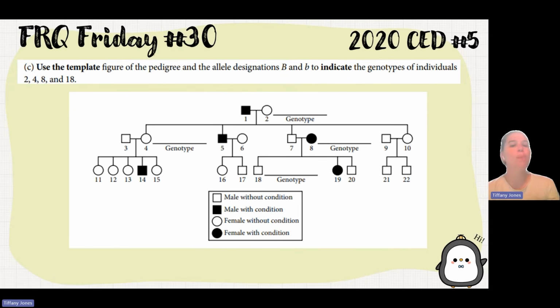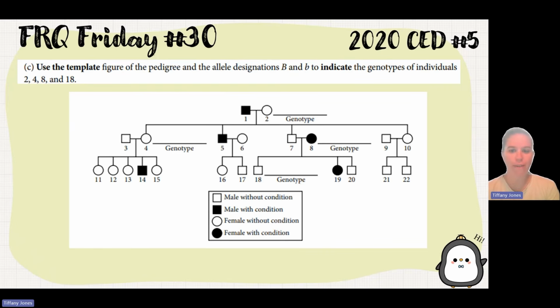Part C. In Part C, we're always going to modify some figure. We're going to be drawing a picture, adding some words. There's just going to be some modification of a diagram. So use the template figure of the pedigree and the allele designations, capital B and lowercase b, to indicate the genotypes of individuals 2, 4, 8, and 6, 18.